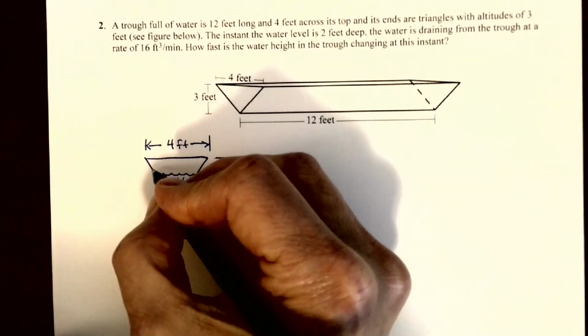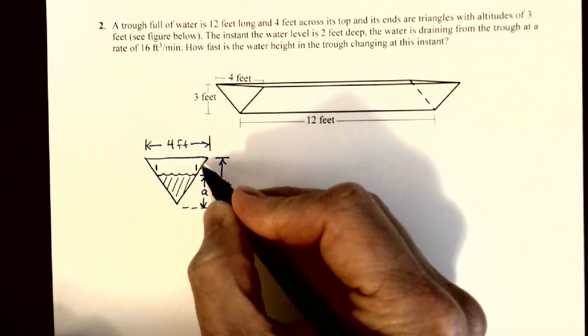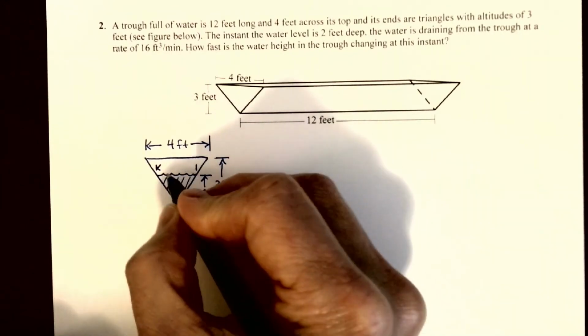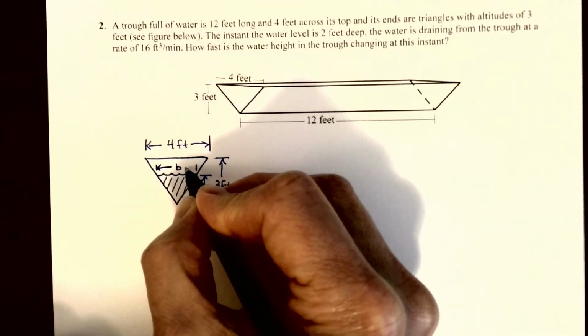The other variable quantity is, I can think of the distance across the top of the water. You can see as it drains down that this distance going across the top of the water is getting smaller and smaller. We call that V.